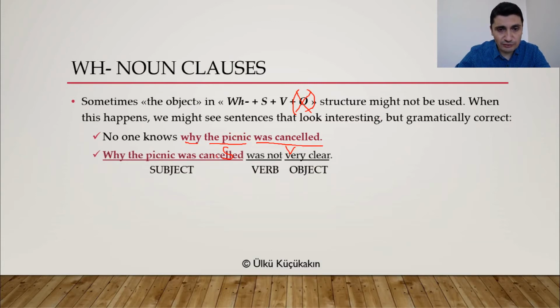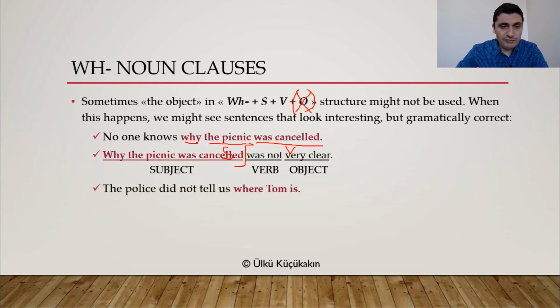Why the picnic was cancelled was not very clear. Now here, was cancelled, was not very clear. If you look at this sentence, we have four structures that look like verbs, okay? Was cancelled, was not. It looks very interesting, but it's actually grammatically correct. There's nothing wrong here. So here, why the picnic was cancelled is our subject, was not is our verb, very clear is our object. That's it.